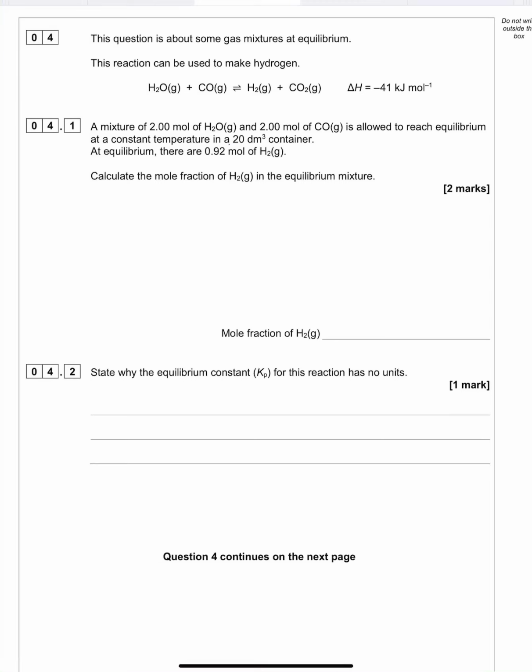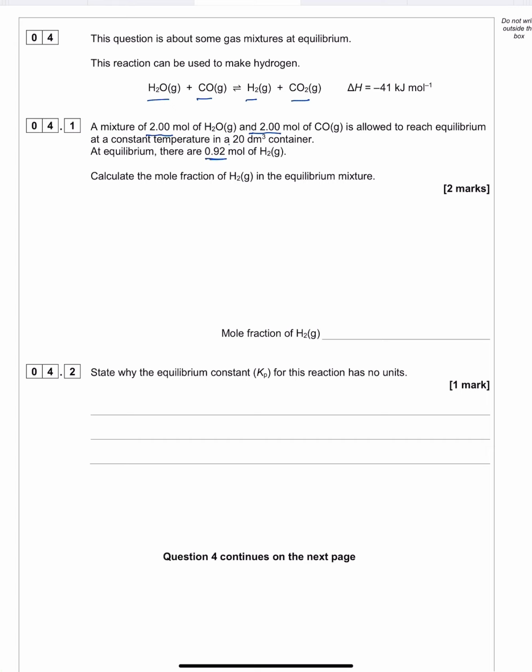One of the guaranteed questions in paper 1, AQA A Level Chemistry, is a question about gas equilibria and calculation of Kp. This is a past paper question from 2024. In the first question, they provided you with a gaseous equilibrium reaction between steam and carbon monoxide to give hydrogen and carbon dioxide. They told you the initial moles of both water and carbon monoxide, which are the reactants, and then the equilibrium moles of hydrogen, one of the products.